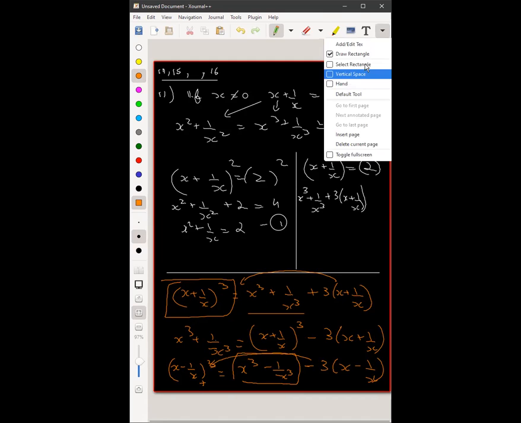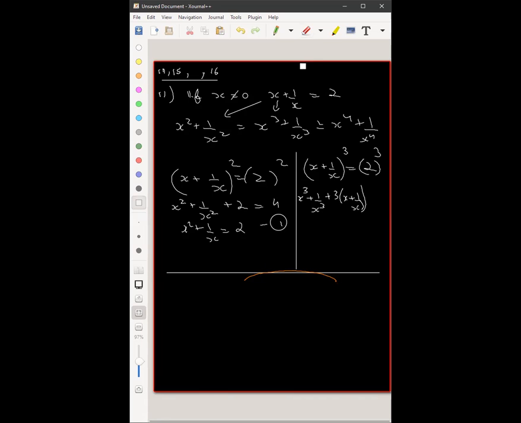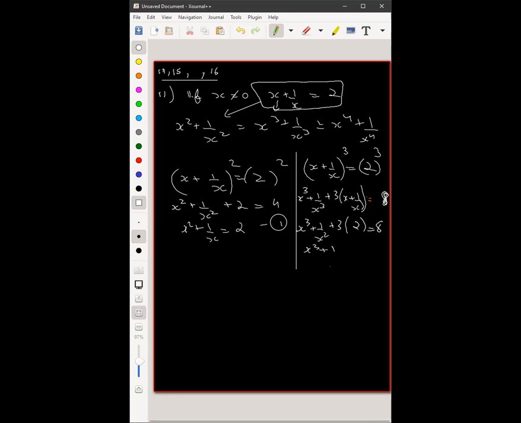This is a very common mistake you all make. Therefore, pay attention over here. Unnecessarily, you will lose marks. So this is clear, which is equivalent to 2 cubed, that is 8. Okay, solve further. So x plus 1 upon x is 2, right? So it'll be 3 into 2, which is 6. So what is x cube plus 1 upon x cube? It is 8 minus 6, so x cube plus 1 upon x cube will be 2.